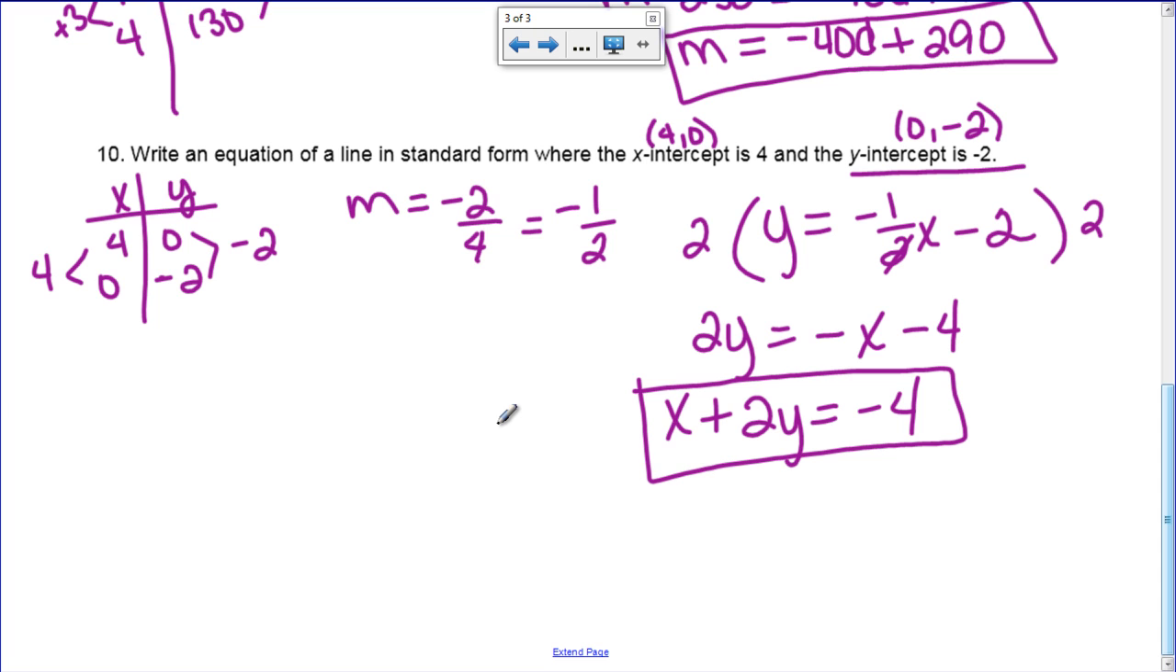So that's equations with a table and 2 points. It's very similar to what we've been doing. We just go back to that point-slope form. It's good practice to have.